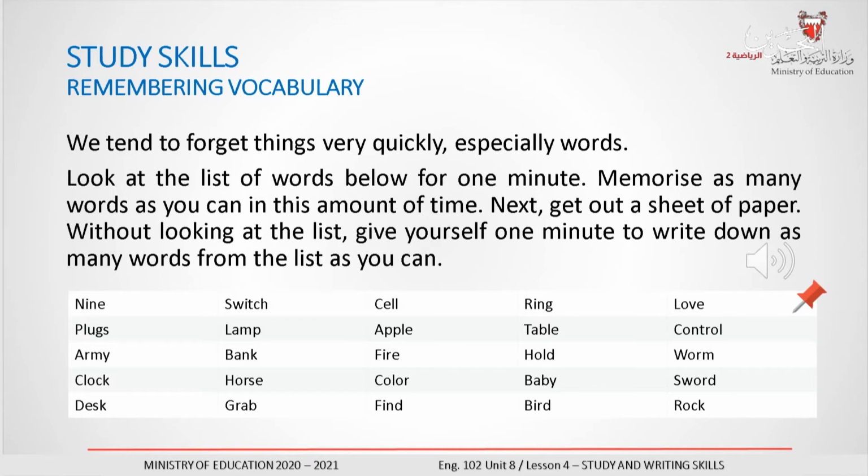Plugs. Army. Clock. Disk. Switch. Lamp. Bank. Horse. Grub. Cell. Apple. Fire. Color. Find. Ring. Table. Hold. Baby. Bird. Love. Control. Worm. Sword. Rock.